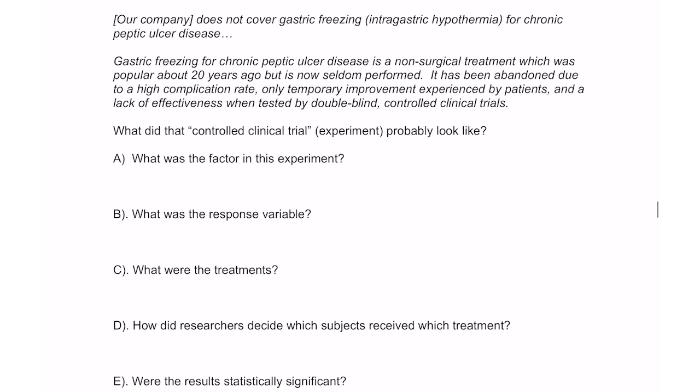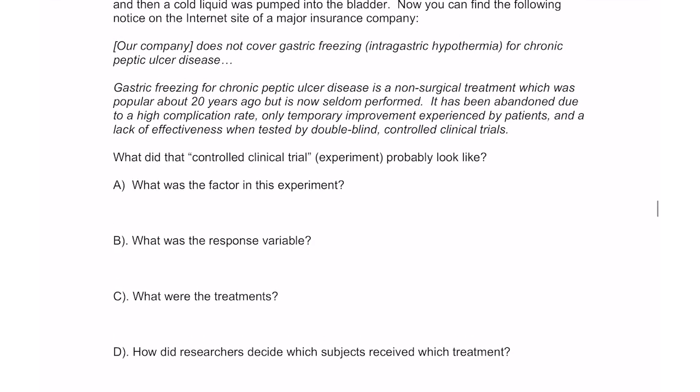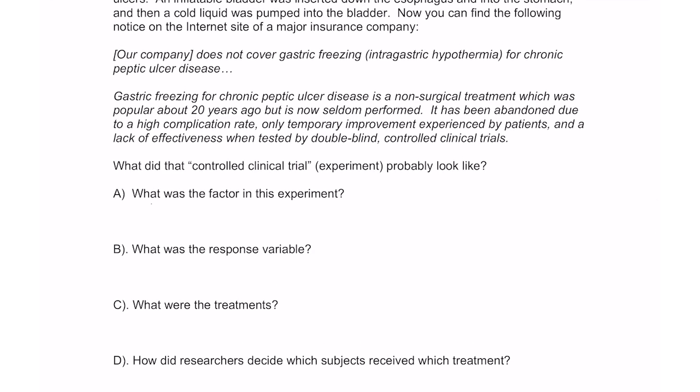So in letter A, we are asked what is the factor in this experiment? And the factor is the type of treatment for the peptic ulcer. What was the response variable? Remember, that needs to be measurable. So if you think about it, they would be measuring the relief from the gastric ulcer pain, probably based off of the evaluation of a physician, right?